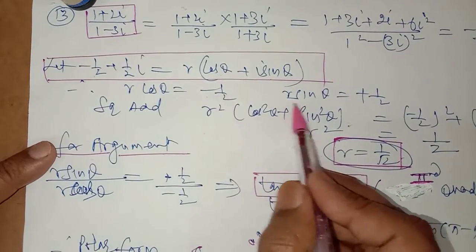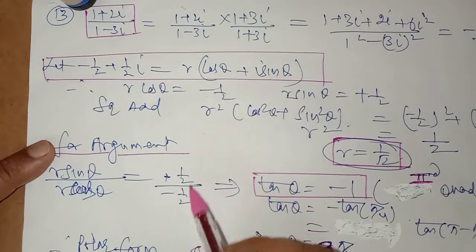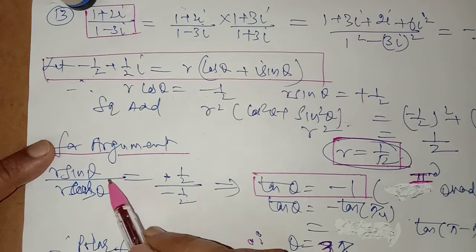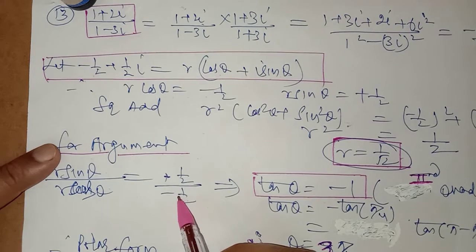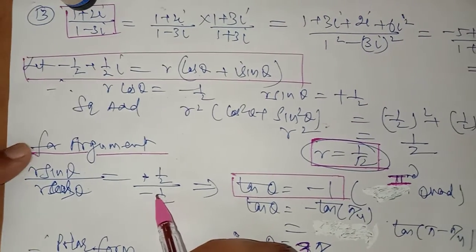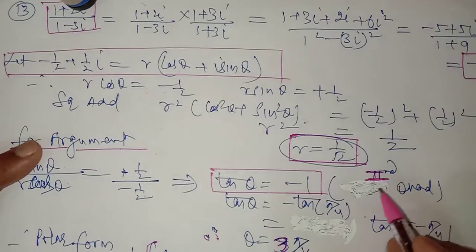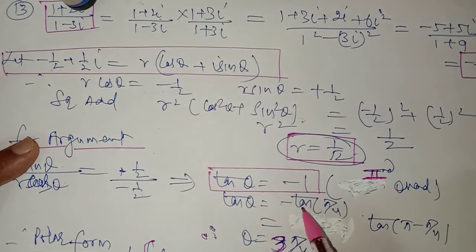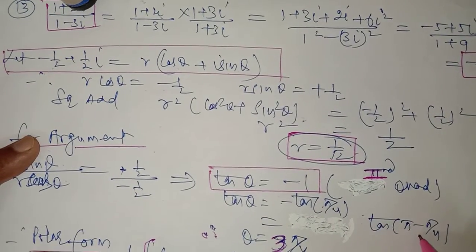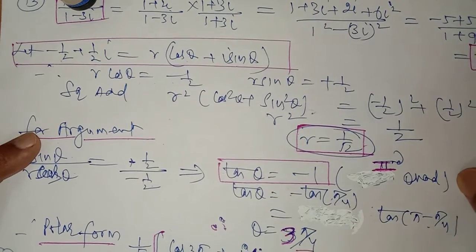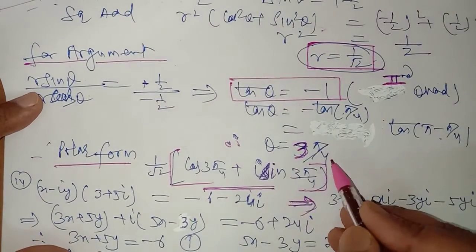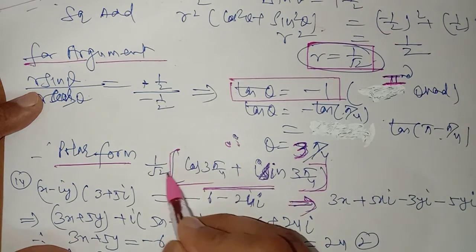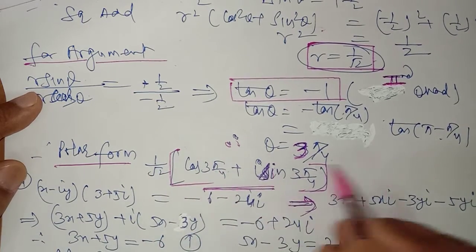So r sin theta upon r cos theta is equal to half upon minus half. Because sin theta is positive and cos theta is negative, theta will lie in the second quadrant, and tan theta is equal to minus 1. Converting into the second quadrant, that is 180 degrees minus pi by 4, this comes out to be 3 pi by 4. So the principal argument of this complex number is 3 pi by 4. The polar form of this will be r (cos theta plus i sin theta).